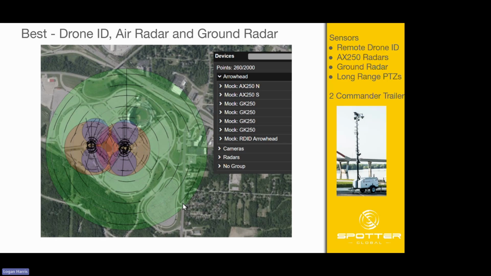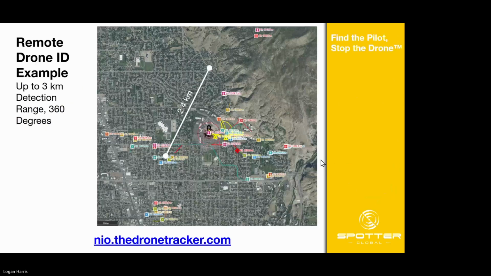For the air radars, it's 250 meters. That's this red circle right here, a 250-meter radius in all directions. And then depending on the ground radar, it can go anywhere from 100-meter range out to 1,500-meter range. So very large areas for that sense with these small devices. And here's an example of that range.